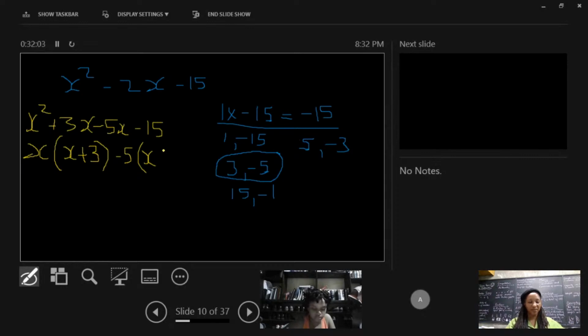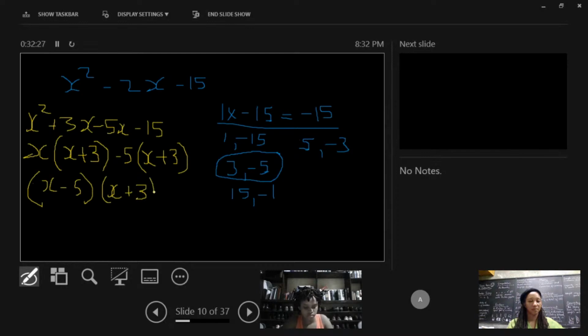So should I put a positive or a negative 3? Positive 3. So we have x minus 5 and x plus 3. All right, so that's it. So you're factorized. Do you want to check or you want to leave it like that?